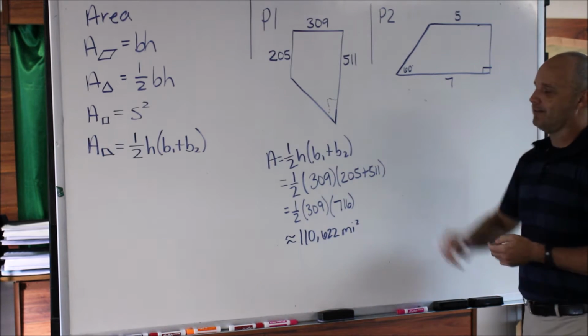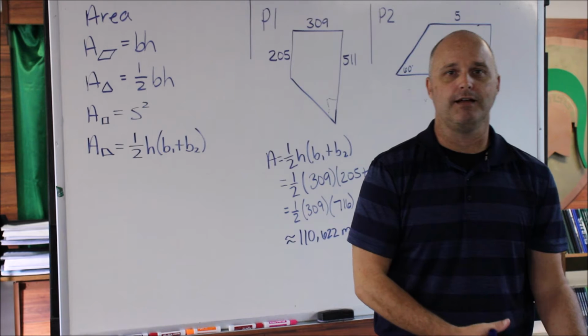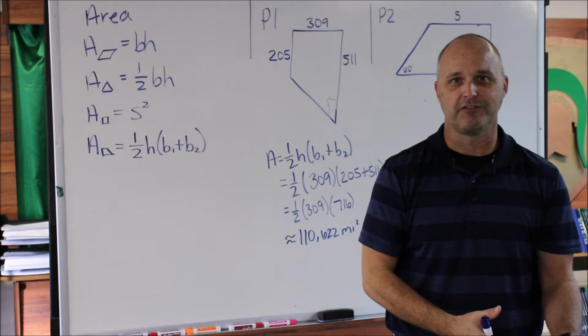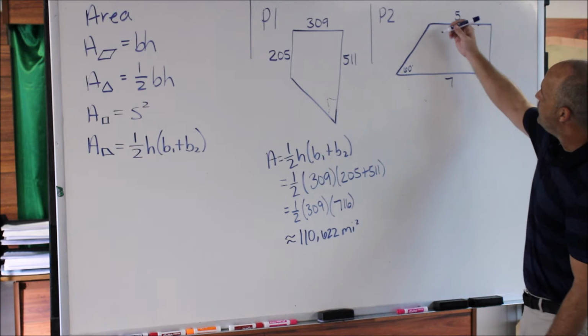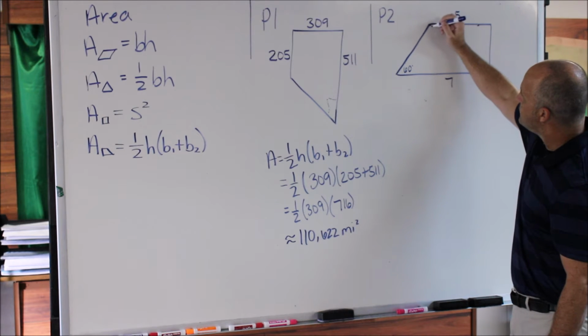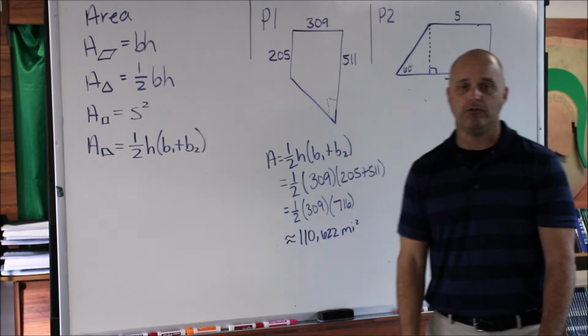Notice over here you've got a 60-degree angle. That's going to be very important because we just talked in the last chapter about special right triangles. So guess what we're going to do? We're going to create a right triangle. The way that we're going to do that is to start at this vertex and draw a line straight down to the opposite base. And then that's going to be a right angle.